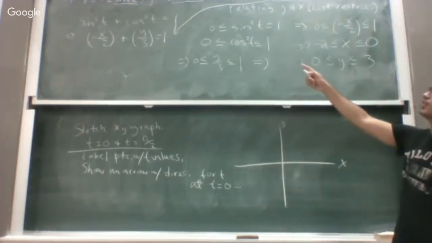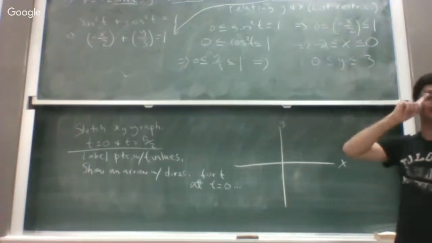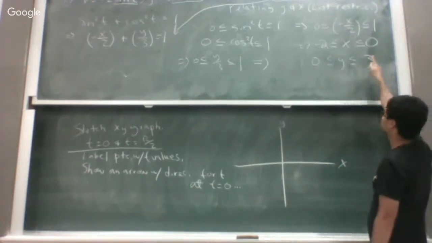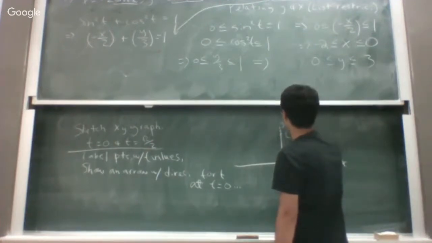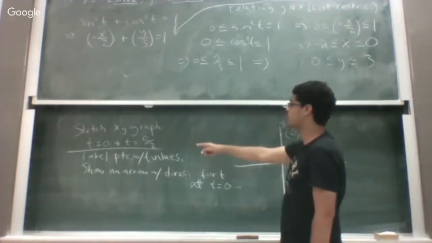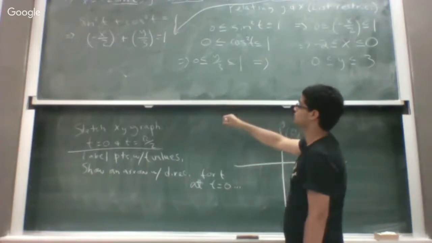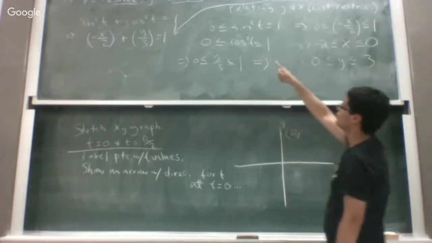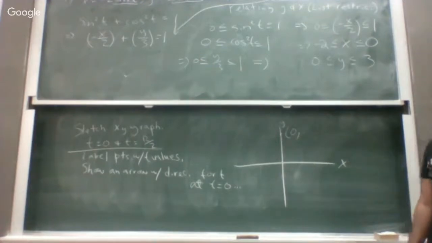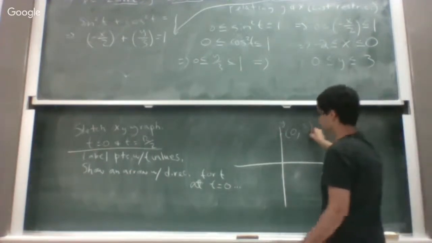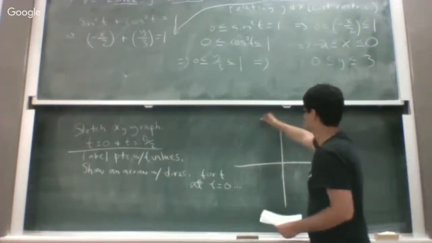Plugging into x equals negative 2 sine squared t, we get 0. So we have the coordinate 0, comma, plugging in 0 into cosine squared t. That's at t equal to 0.